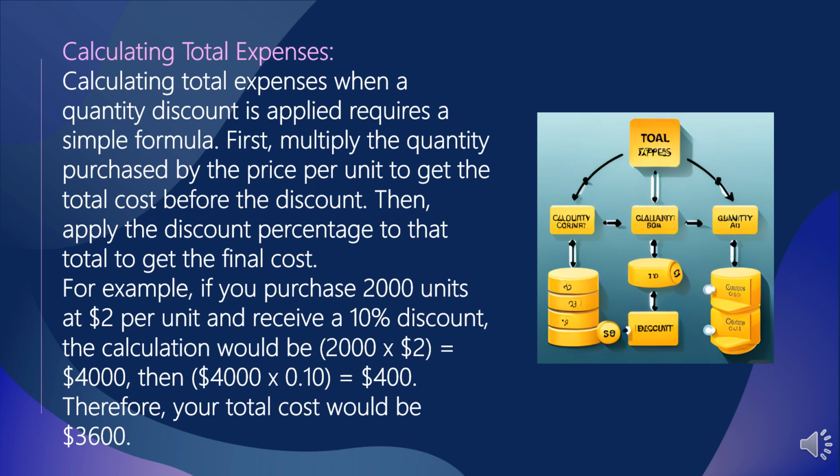For example, if you purchase 2000 units at 2 rupees per unit, you receive a 10% discount. Then the calculation would be 2000 into 2 rupees, which equals 4000. Then 4000 into the discount amount as 0.10, as it is a 10% discount, would be 400 rupees. Therefore, deducting the 400 from the total cost price, you get the discounted amount, that is 3600. Hence, the discount is applied in this way.